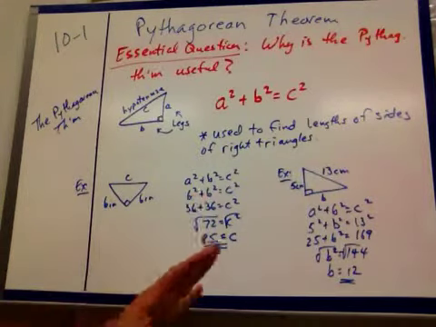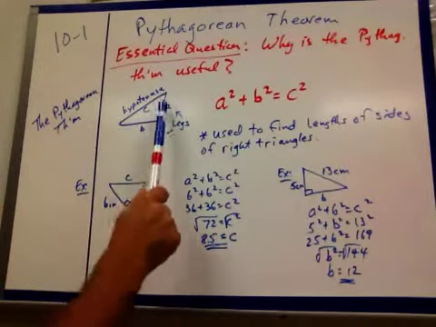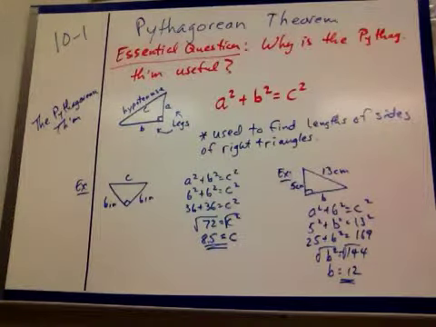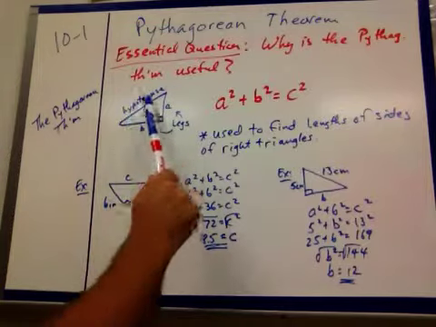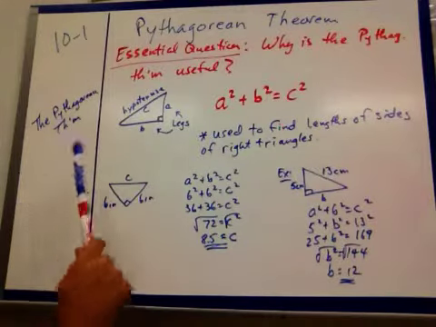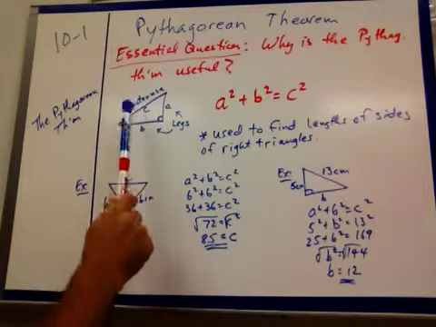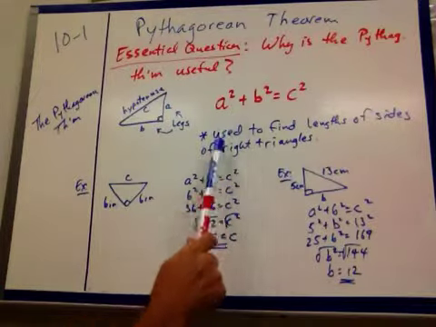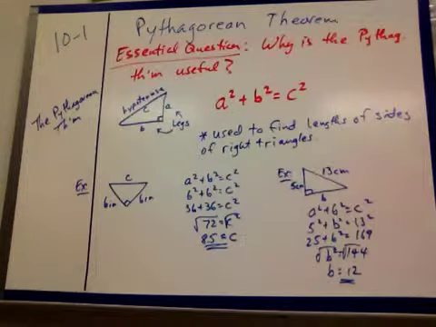However your triangle is situated, the two sides that make up the right angle are called legs, and we identify them as A and B. The third side right here, which will be the longest side, is C, our hypotenuse. The hypotenuse is always the longest side. It's always opposite the right angle. So we can use this formula to find the lengths of sides of a right triangle.